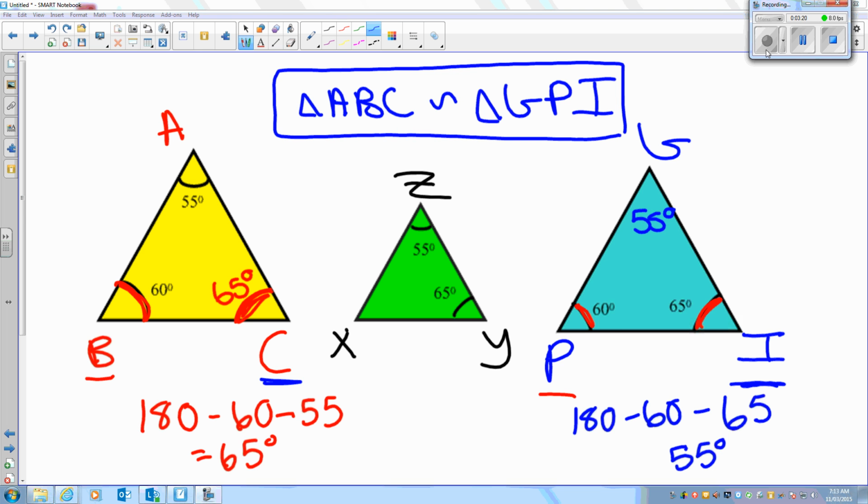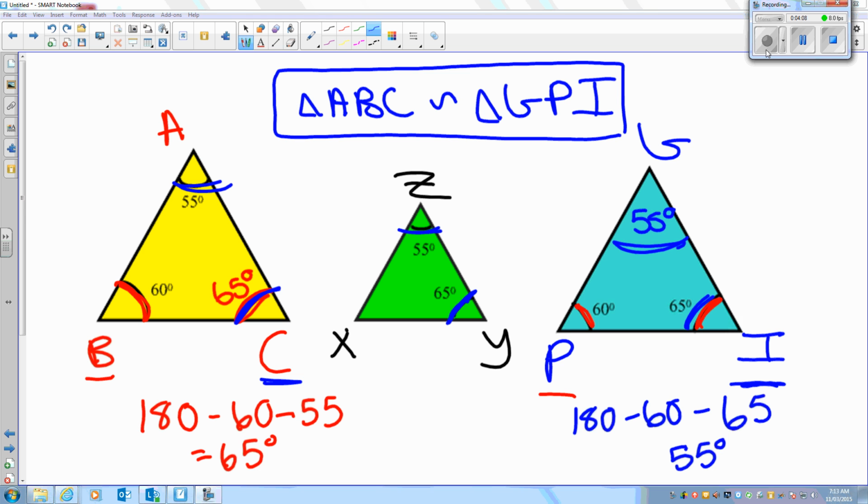So right now we have proven that 2 triangles are similar, but we want to prove all 3 are similar. Well, just looking at this middle triangle, XYZ, it is similar to triangle PIG because we have this 65 degrees here matching with this 65 degrees, and this 55 degrees matching with this top 55 degrees. Okay? Notice it also matches up with triangle ABC. 65 degrees in C, Y, and I, and 55 degrees in A, Z, and G.